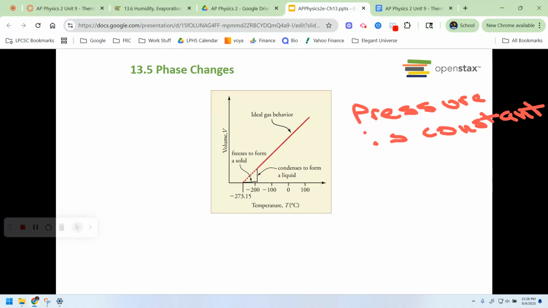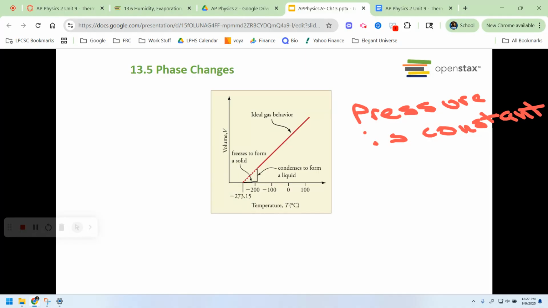So the line extrapolates to zero volume at negative 273.15 Celsius, which is absolute zero. So that would be 0 Kelvin when the gas becomes a liquid. However, the volume actually decreases at a liquefaction point.